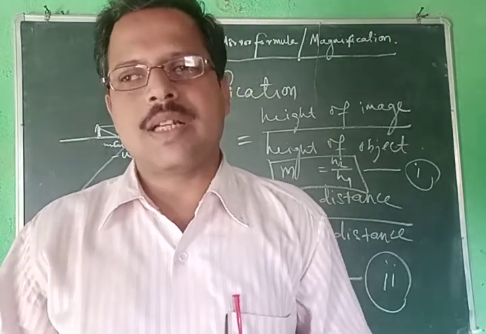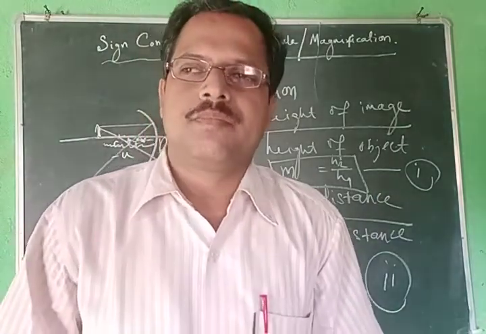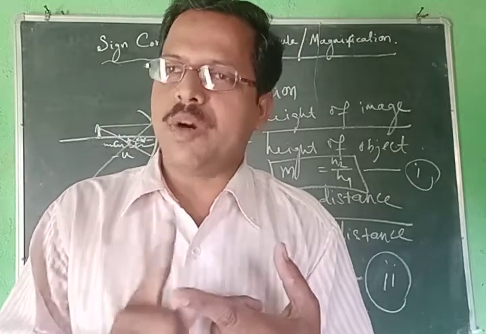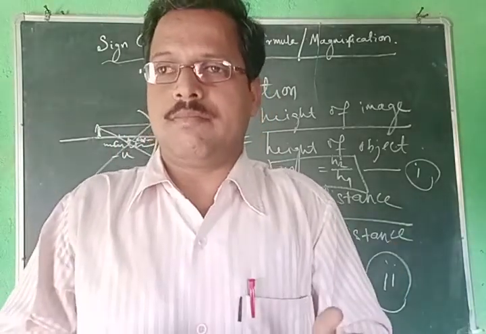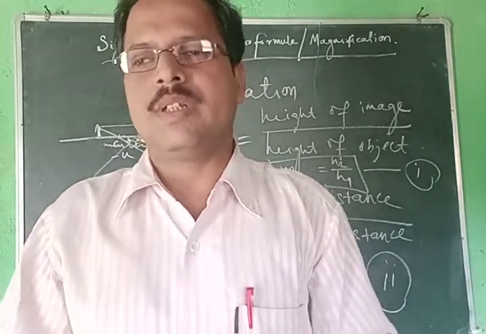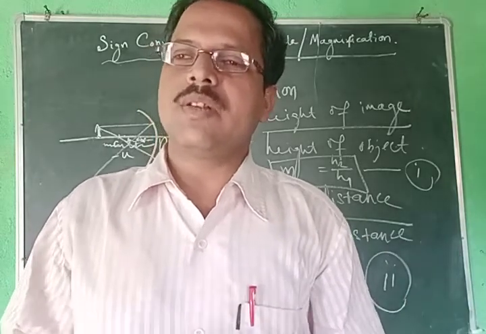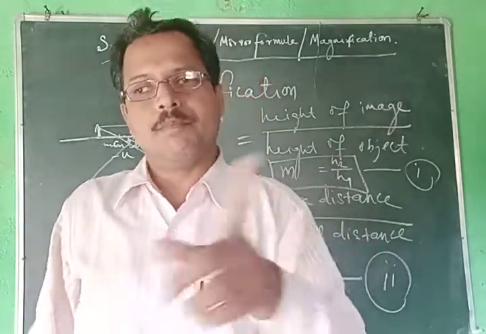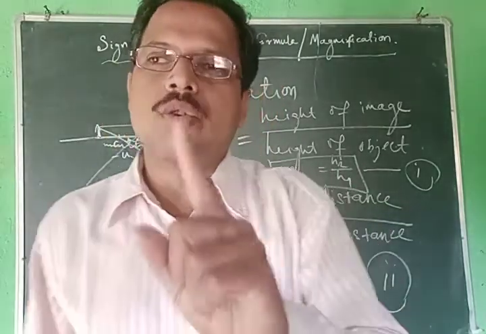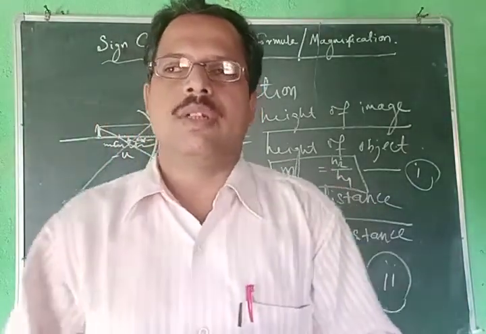Object distance and image distance. When the image is formed in front of a concave mirror, it must be negative, because we are measuring towards the left side of the pole. If at the backside, positive, because we are measuring right side from the pole. But in case of convex mirror, image distance is always positive, because the image always forms on the back side of the mirror.